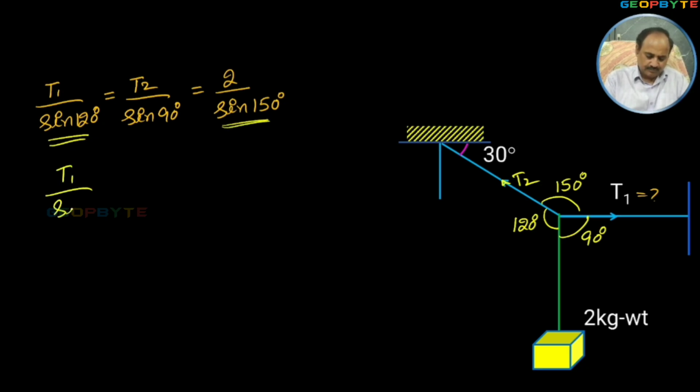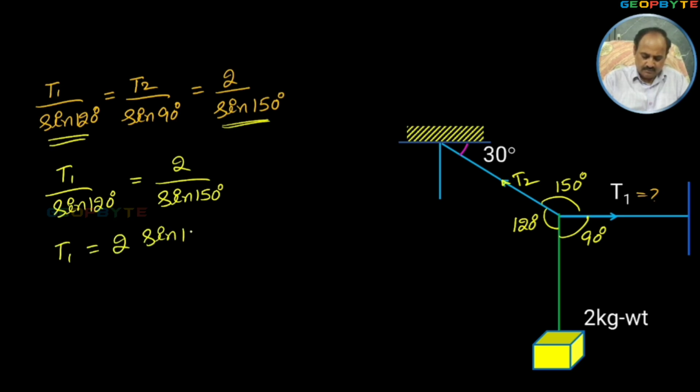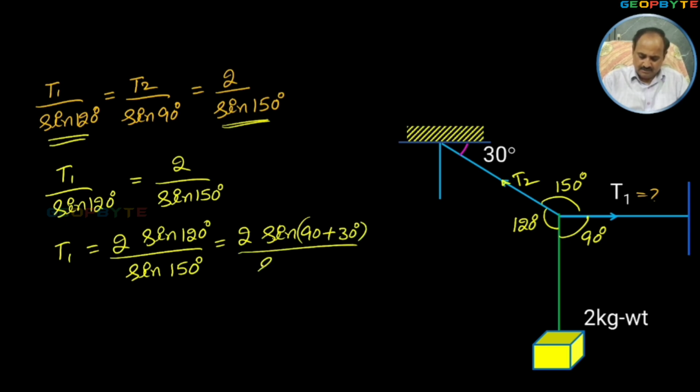T1 by sine 120 degrees is equal to 2 by sine 150 degrees. So T1 equals 2 sine 120 divided by sine 150. You simplify it. It is equal to 2 into sine 120, I can write as sine of 90 plus 30 degrees, divided by sine of 90 plus 60.